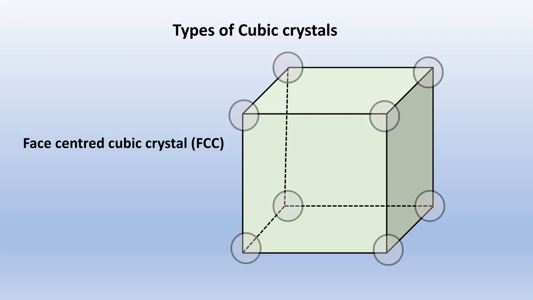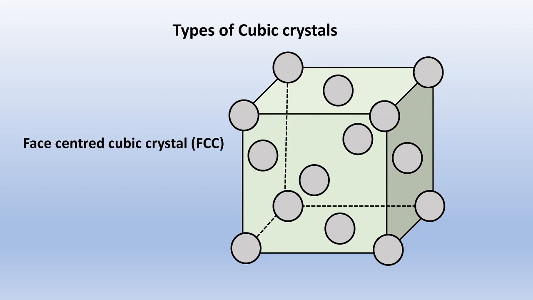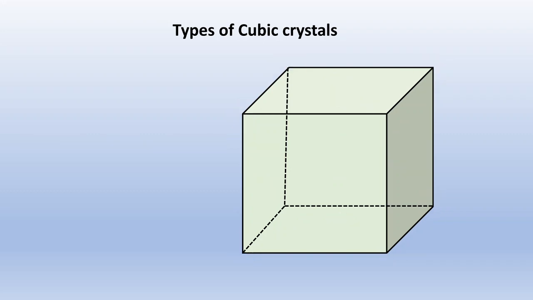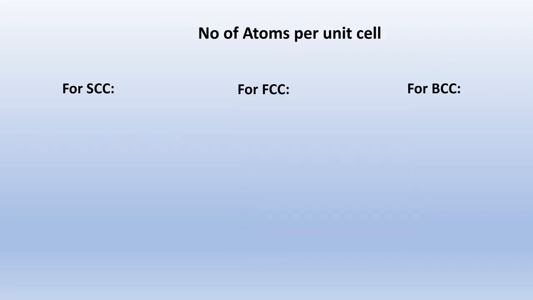In this type of cubic crystal, atoms are present on the corners but also at the center of each face, as there are 6 faces. So there are 6 atoms present in addition to the atoms present at the corners. The last type of cubic crystal is body centered cubic crystal, or BCC. As the name suggests, there is an atom present at the center of the body. So there are atoms at the corners and then one atom is present at the center of the cube. So there are 3 types of cubic crystals: SCC, FCC and BCC.